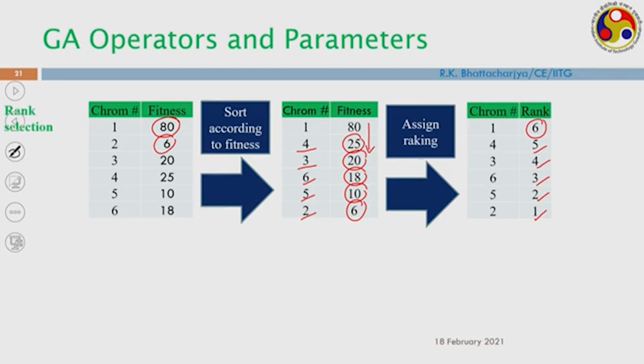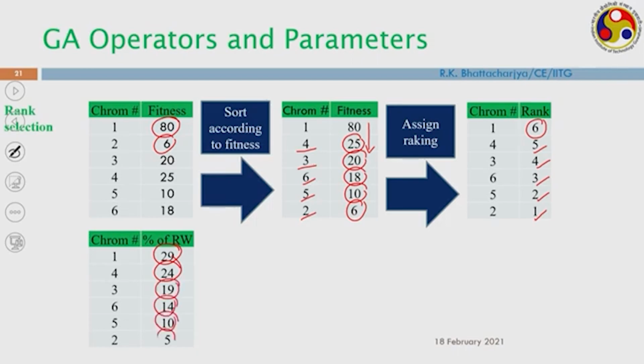Now I will create the area based on this rank, not based on the original fitness value. So, you calculate the percentage of the roulette wheel. The first solution is now occupying 29%, then the fourth solution is occupying 24%, then 19, then 14, then 10, then 5. So, this is the roulette wheel now.